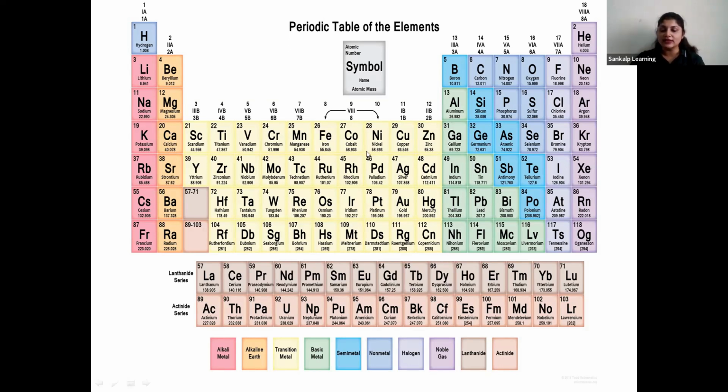Like this, there is one more, the octave rule. The second scientist was Newlands, who gave the law of octaves. These two are important. So the law of triads was given by Dobereiner, and the second was Newlands' law of octaves. What do you mean by the octave law? Newlands arranged the elements in order of increasing atomic mass. He saw that the first element and the eighth element had similar properties. You know the musical notes: sa re ga ma pa dha ni sa.